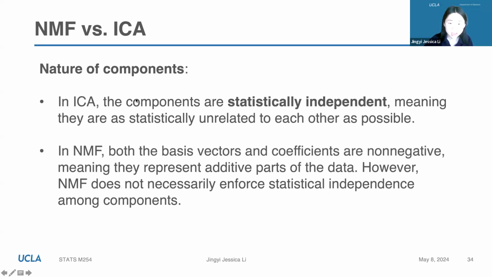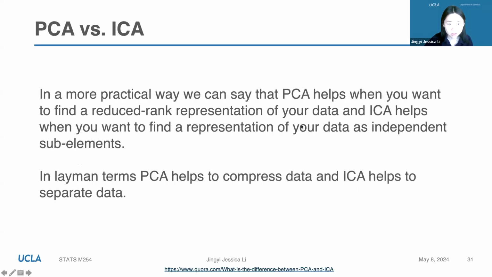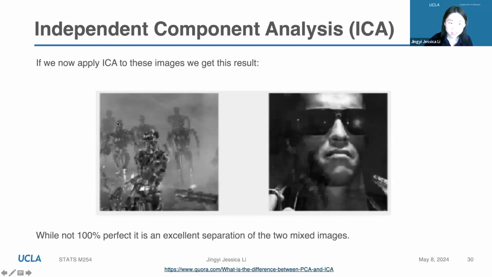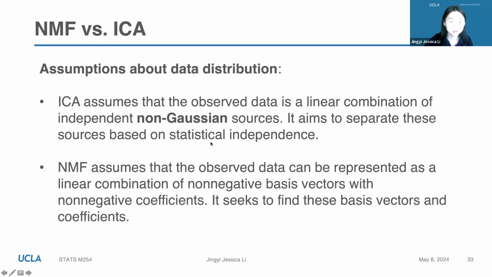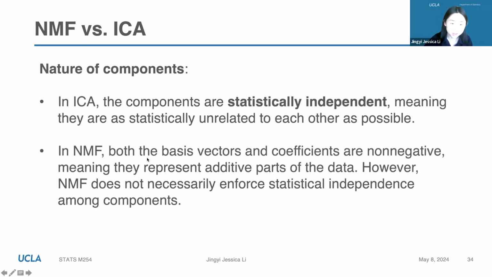Nature of components. In ICA, the components are statistically independent, meaning they are as statistically unrelated to each other as possible. That is, whatever value this pixel takes here has nothing to tell us about what value this pixel takes right here. So there's, of course, no mutual exclusiveness. In NMF, both the basis vectors and the coefficients are non-negative, meaning they represent additive parts of the data. However, NMF does not necessarily enforce statistical independence among components.